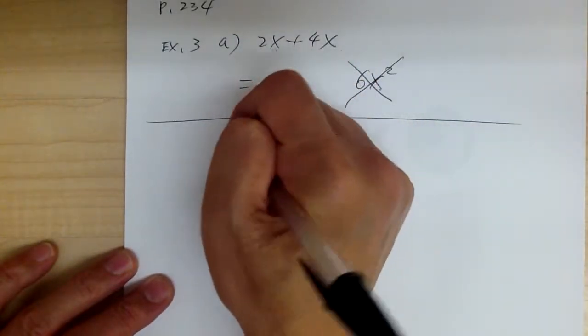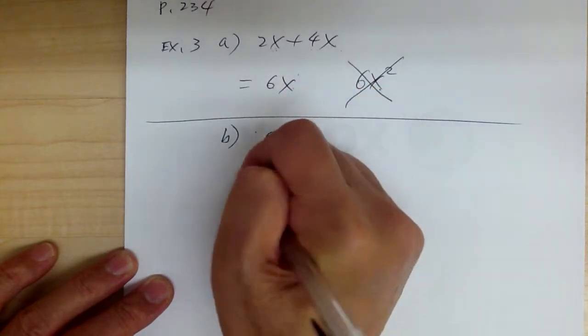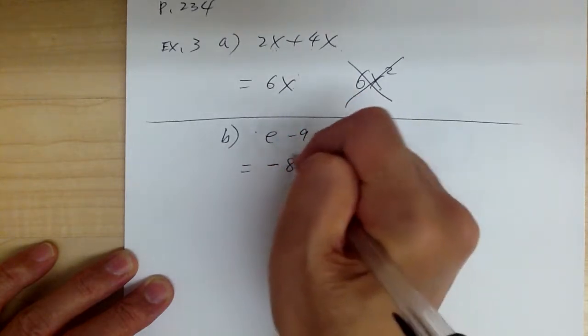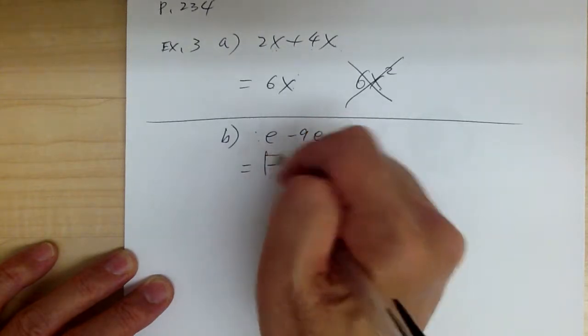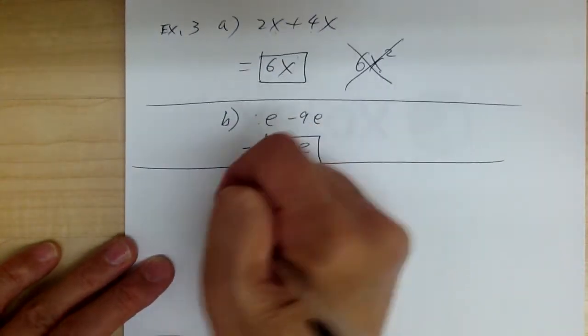Okay, let's go to B. You got e minus 9e. Okay, so you got 1e minus 9e will give you negative 8e. Again, when you don't see a number, it's 1. So 1 minus 9 gives you negative 8. Okay, let's go to C.